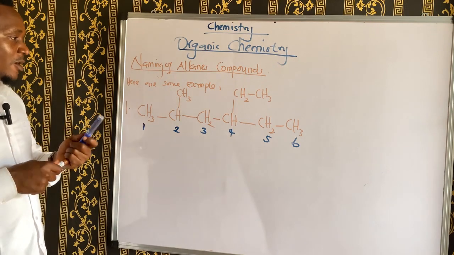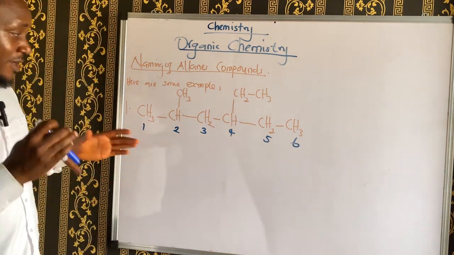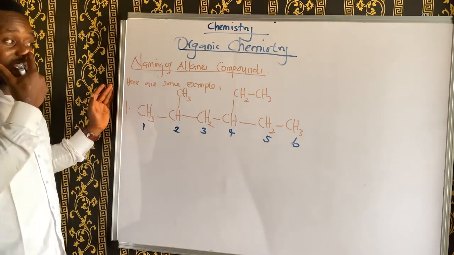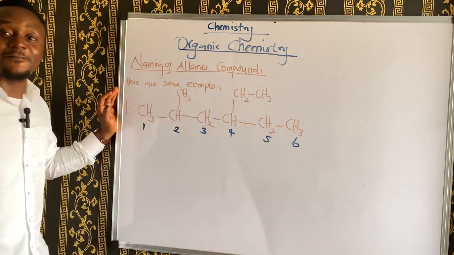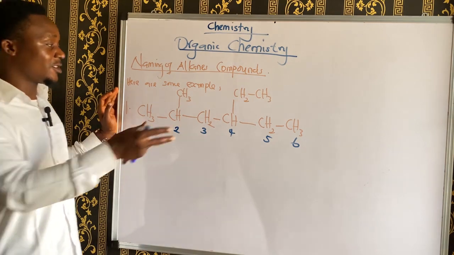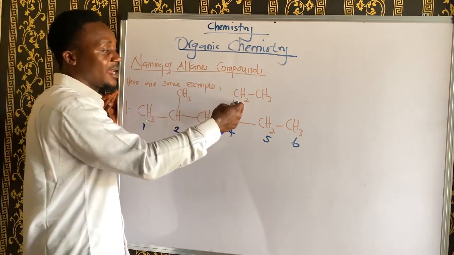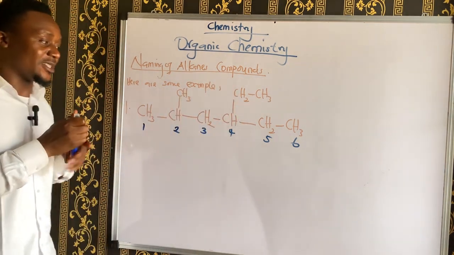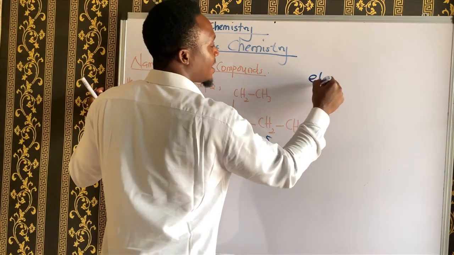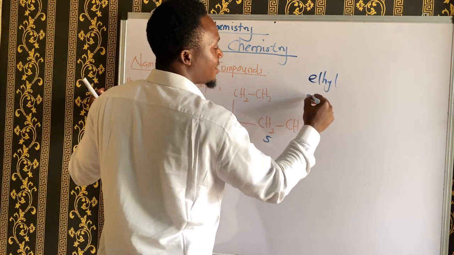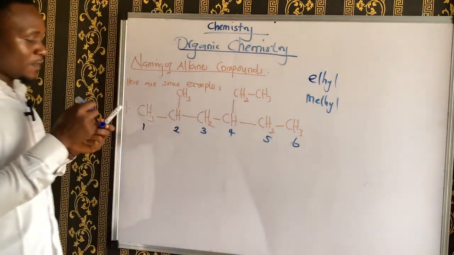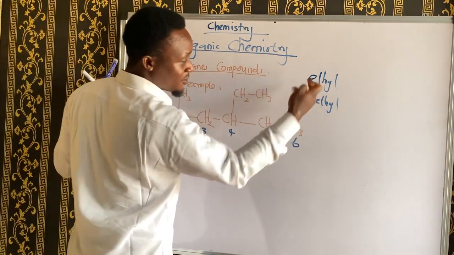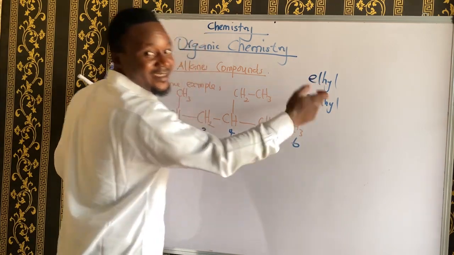Okay? Now, for us to name this compound, another rule says we have to consider, if we have two substituents, their alphabetical spelling, the way they are spelled. Like for this substituent, this is the methyl and this is ethyl. And ethyl starts with E. We have ethyl as this. And we have methyl as this. So, if you look closely, you discover that E comes before M. So we are going to start with E.